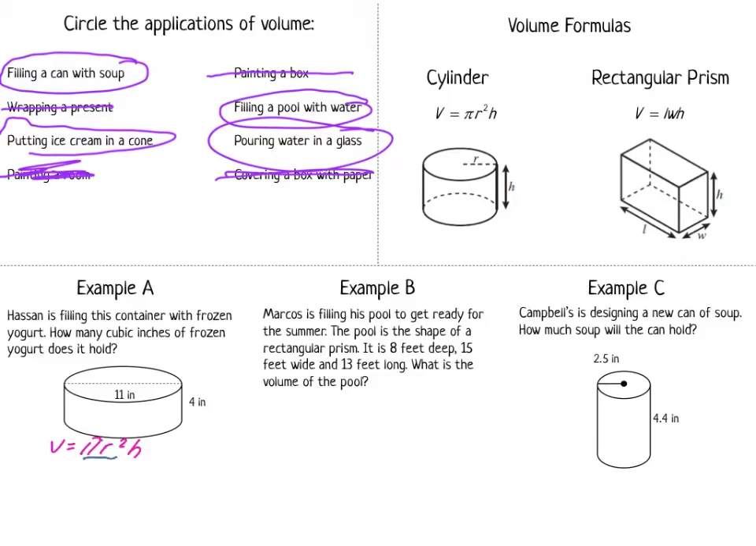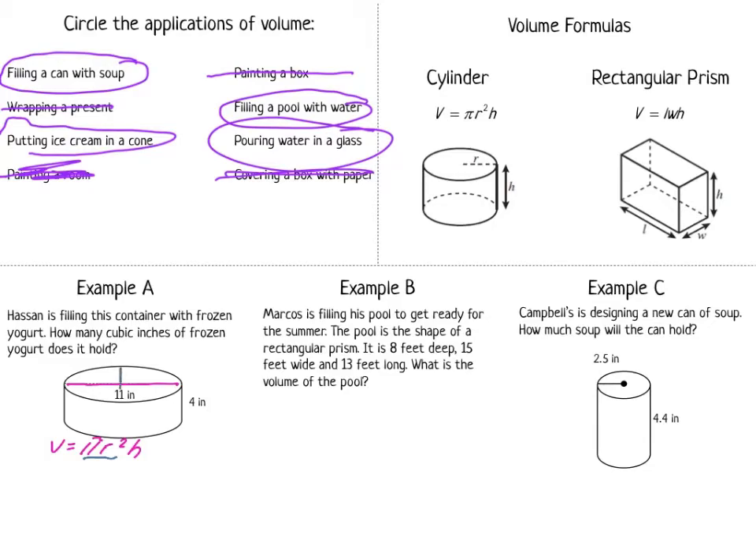So now we're going to be plugging things in. So our radius here is going to be tough because they just gave us the diameter. So the diameter goes all the way across, and we need the radius, which is only going to go halfway across. So we need to take our 11 there and divide by 2 to figure out our radius.